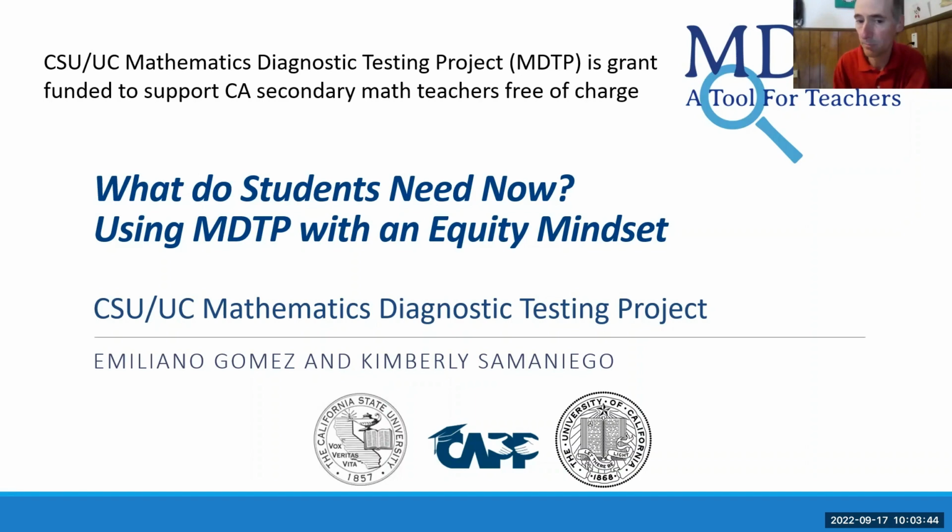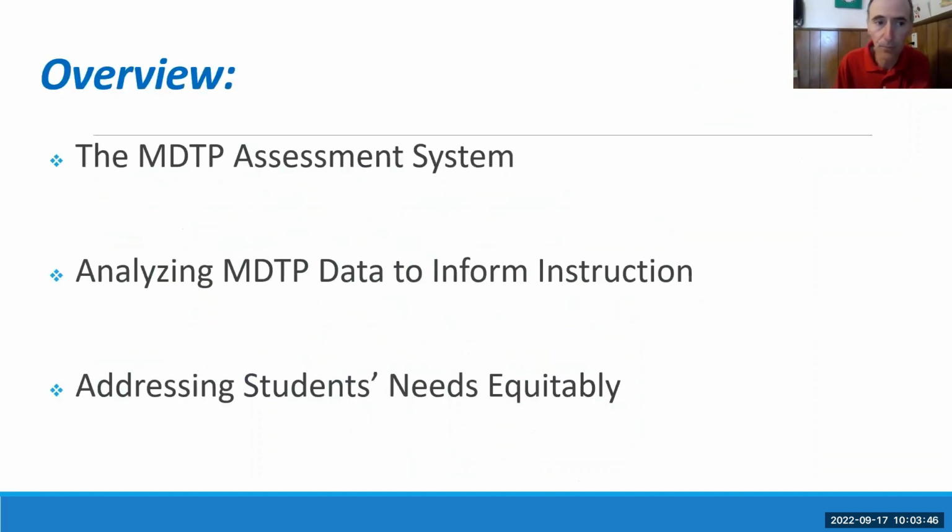Okay, and we're going to try to give some suggestions about how to do it in a way that's equitable. And so the overview of this conversation is, and this is going to have a little bit of an intersection with what Kim already said, is we're going to overview the components of the assessment system and perhaps some suggestions on how you can use them. I think Kim did talk a little bit about that.